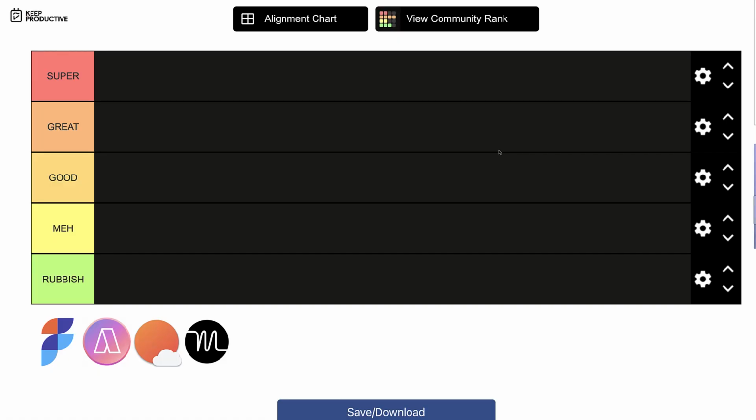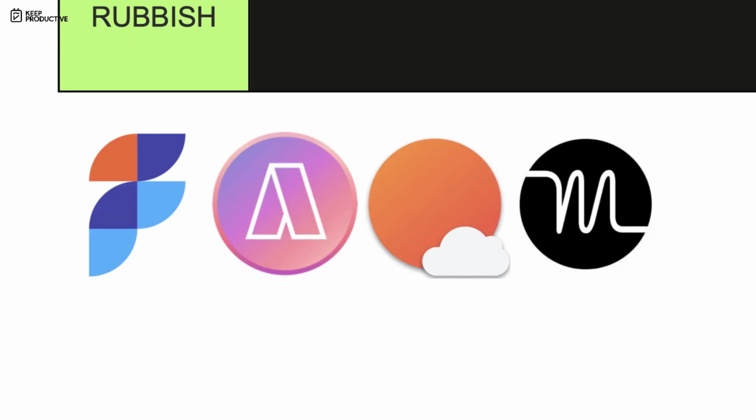So I've picked four applications that are quite popular in the space right now for daily planning, and they're Motion, not Notion, Sunsama, Akiflow, and Friday. So I'm going to start with Motion.